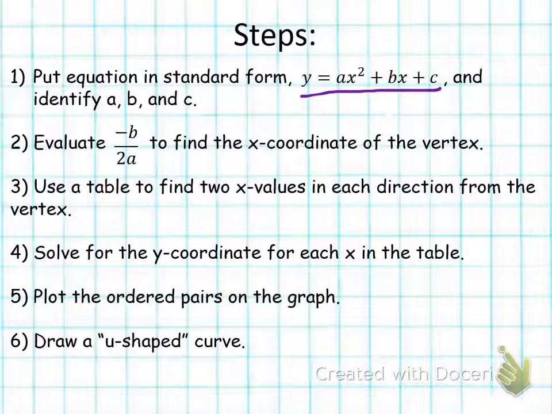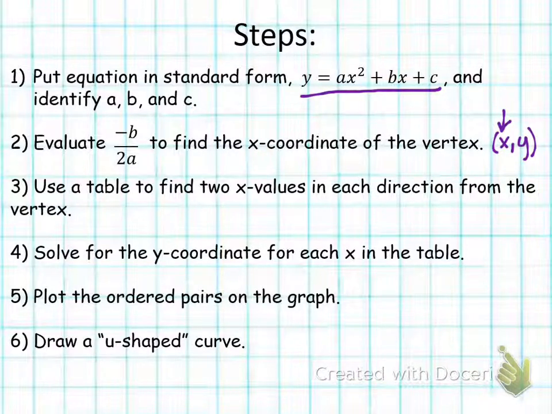So first thing you're going to want to do is put it in that form and then identify what's my A, what's my B, and what's the C. Okay, then you're going to evaluate this, negative B over 2A. And that's going to give you the x coordinate of the vertex. Okay, remember the vertex is an ordered pair, right? X comma y. So negative B over 2A will give you this x value.